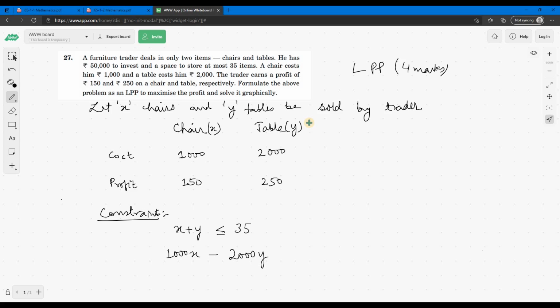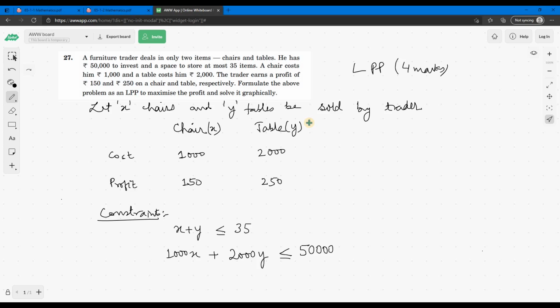If we add them together, this is the total cost or total money that is going to be the investment for the trader. The maximum he can invest is rupees 50,000, so he can always invest 50,000 or less than it. So we put less than or equal to. That is the second constraint: 1000X plus 2000Y is less than or equal to 50,000.